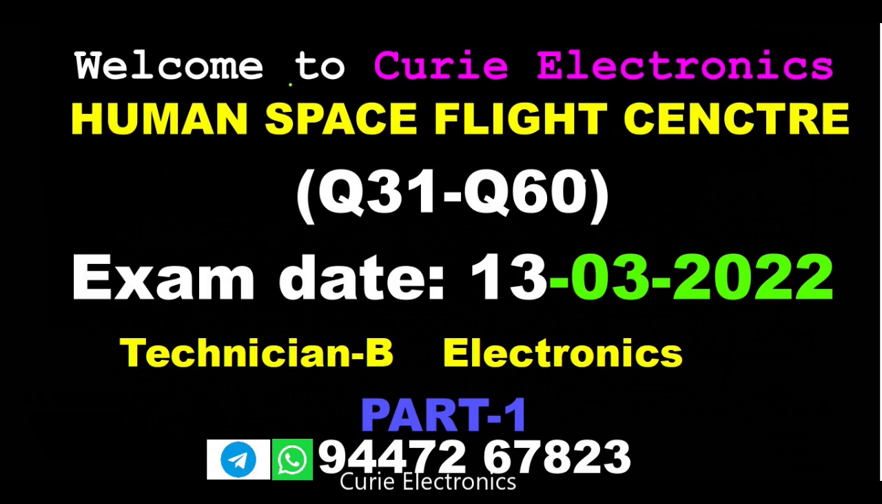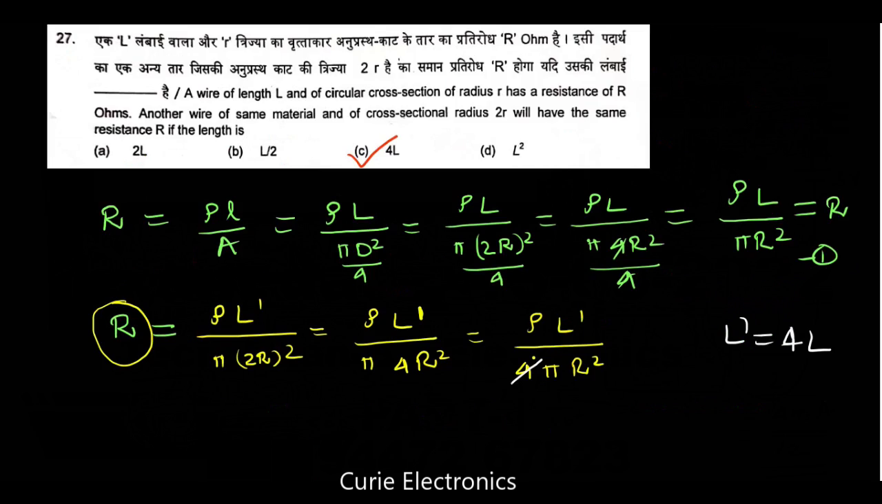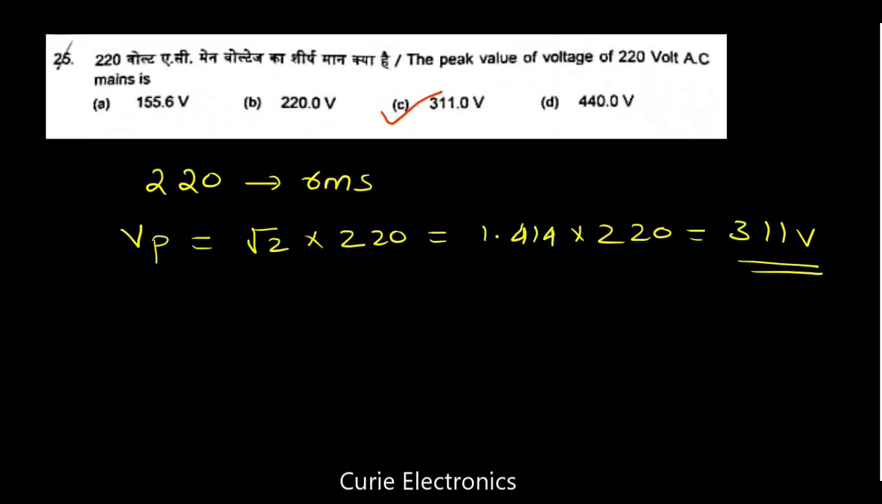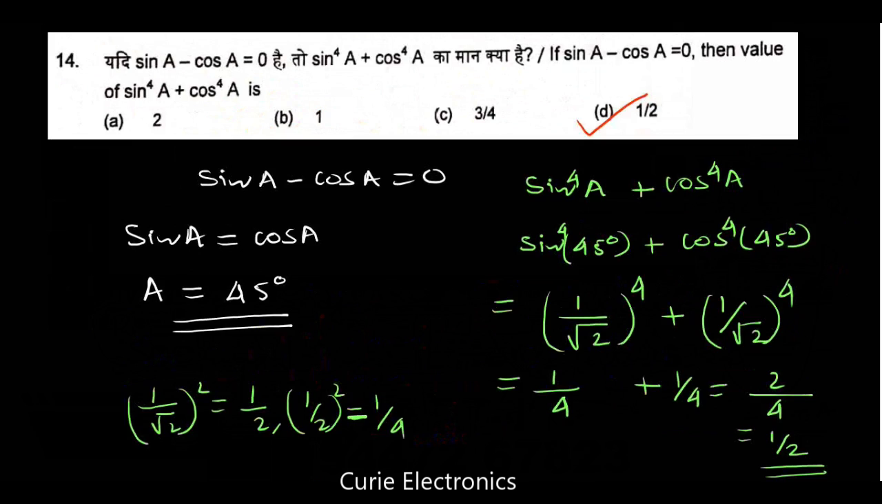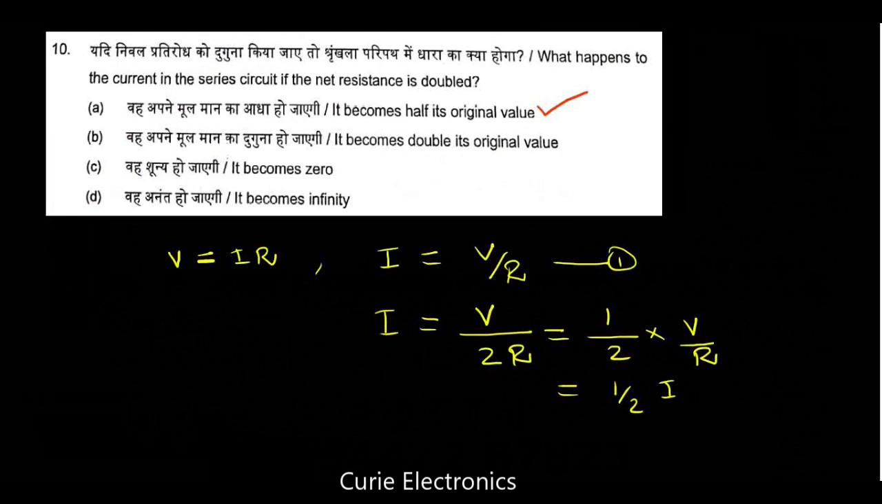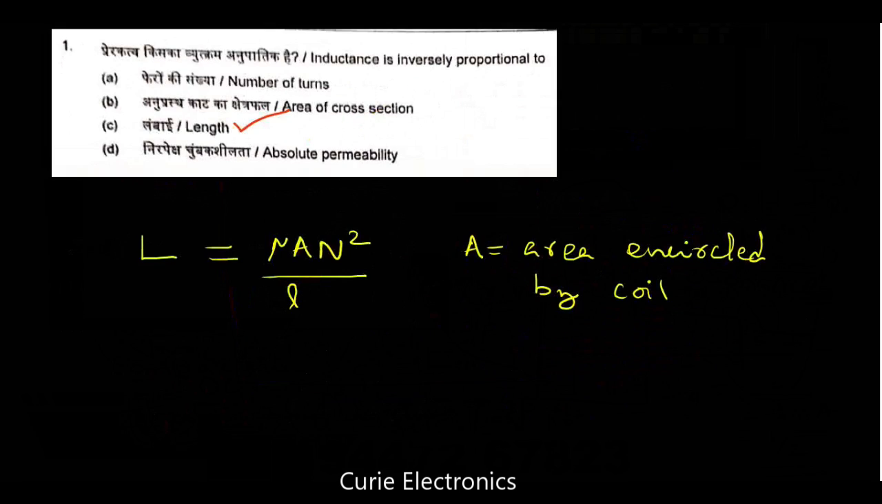So we have completed the first 60 questions. The remaining questions we will do in part 2. This paper was not so difficult, but they have included some diploma topics a little bit. The diode problem was a little more difficult, and otherwise I feel it is okay. But it is a good question paper.